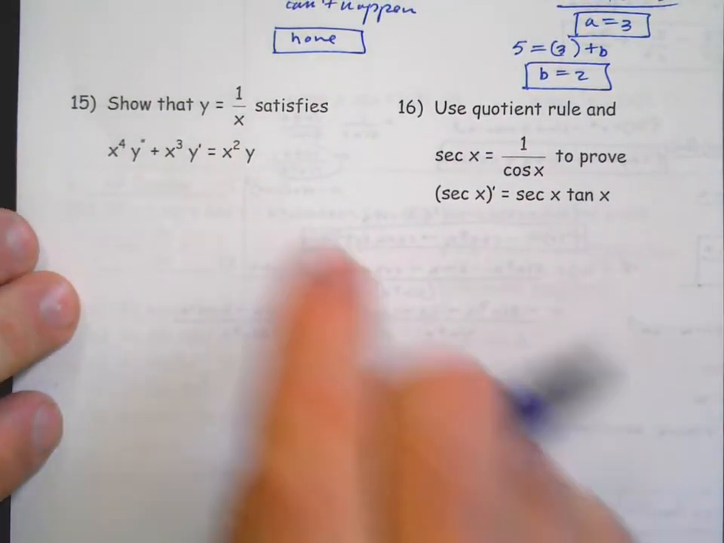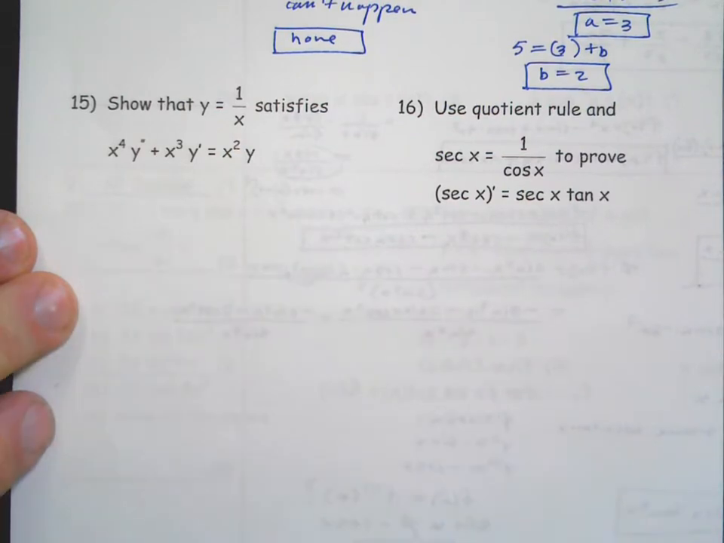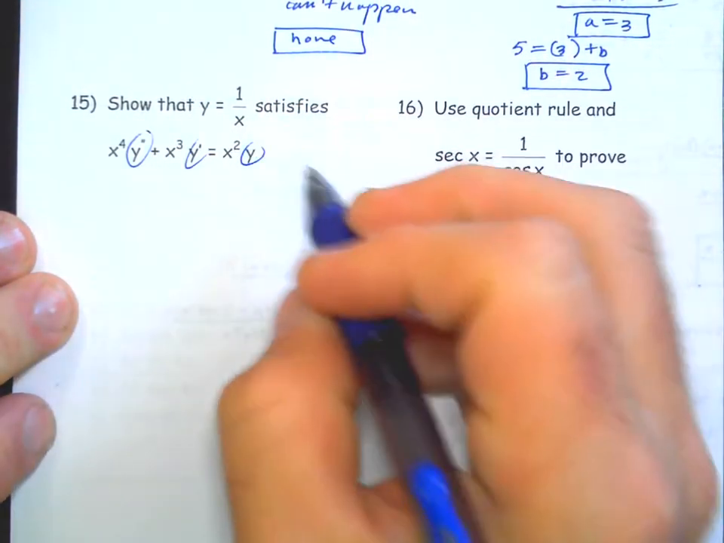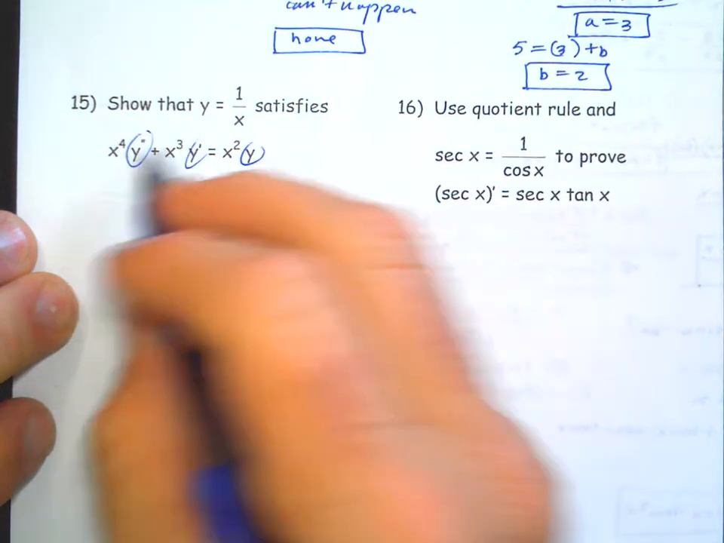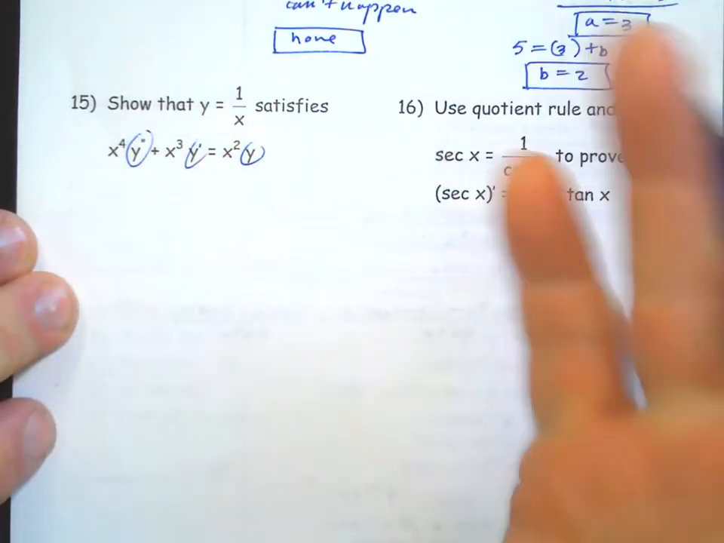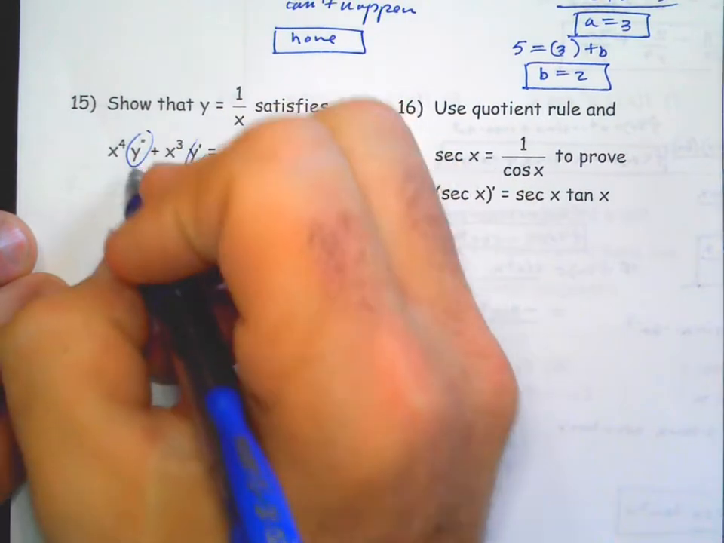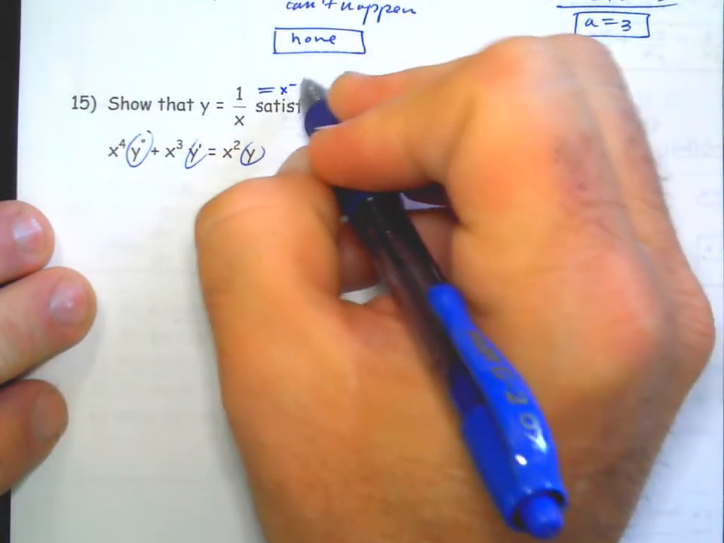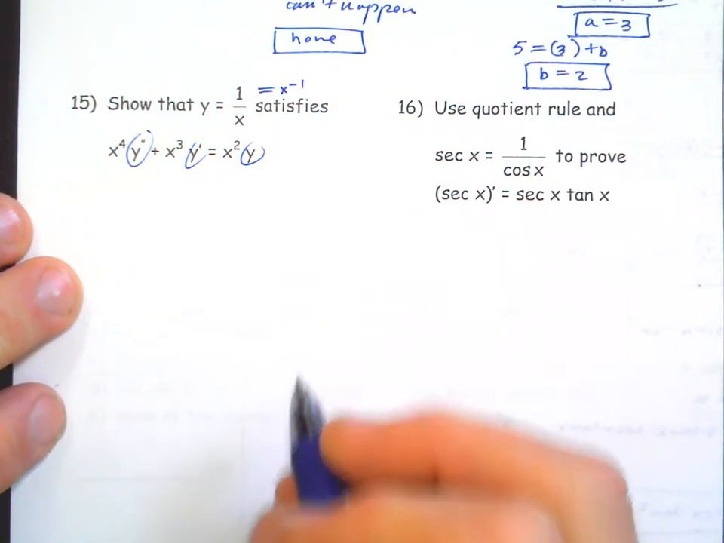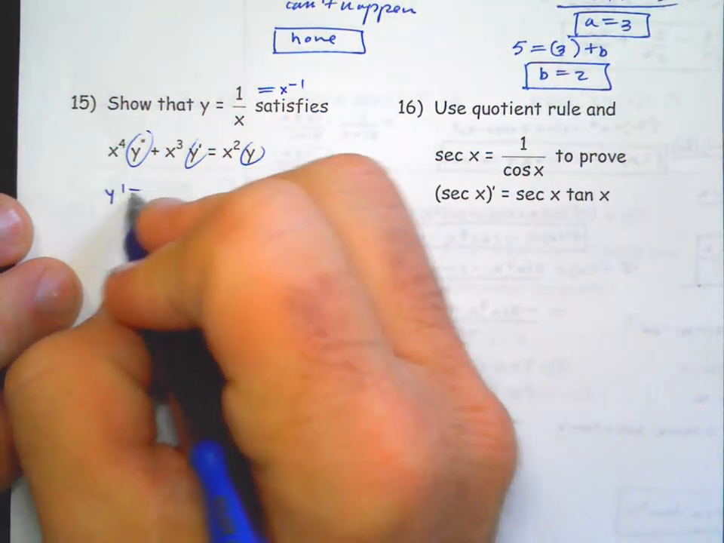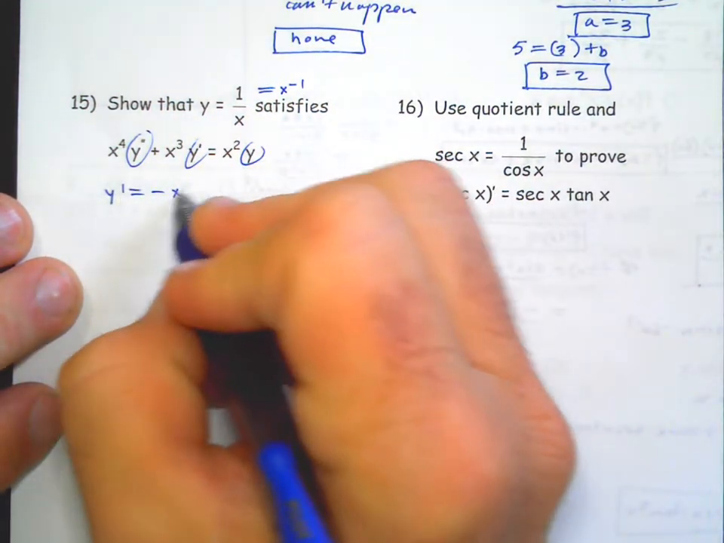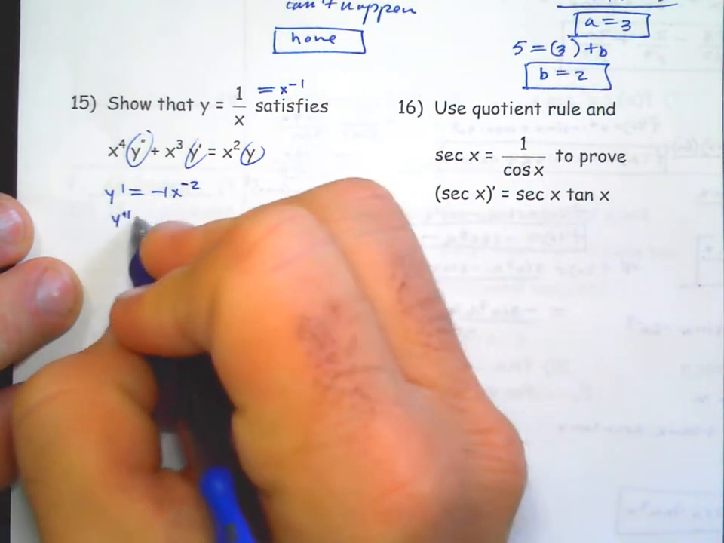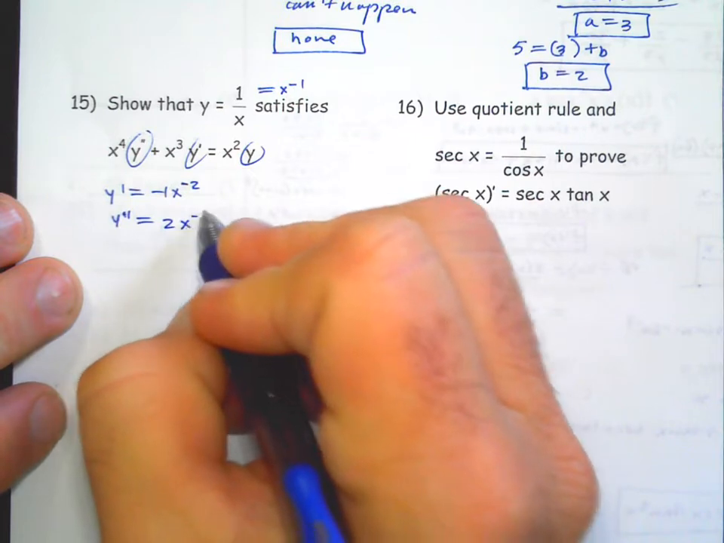Now this one says, show that this satisfies this equation. Well, there's y double prime, y prime, y. So we should probably go ahead and find y prime, y double prime, plug them all in here and see if it's true. It satisfies it. So I probably would want to think of this as x to negative 1 because that makes the derivatives really easy. Otherwise, you're doing quotient rule. Negative 1, x to negative 2, y double prime equals positive 2, x to negative 3.